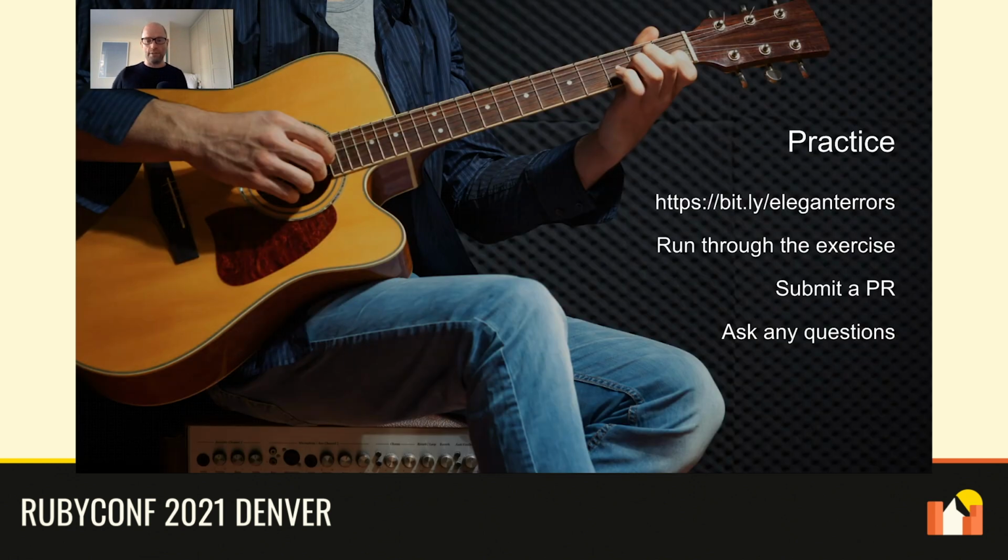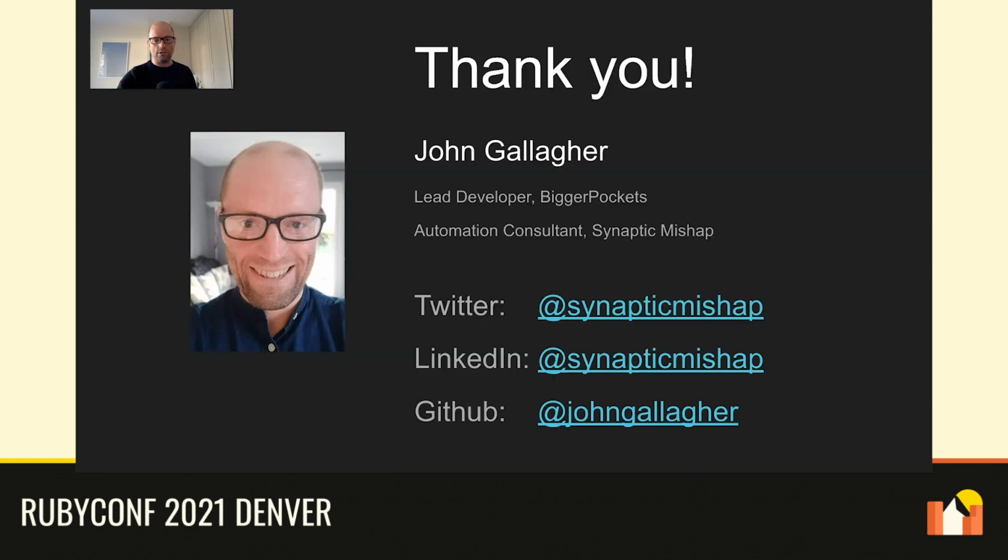So finally, I've set up a little practice using GitHub assignments. It's super cool. Anybody can do it. If you're watching this as a YouTube video and you're watching it back, please do it as well. The URL is bit.ly/eleganterrors, all one word. Run through the exercise, submit a PR, and I can take a look at it, ask any questions you've got about it, and hopefully this will help you actually understand how to do it.